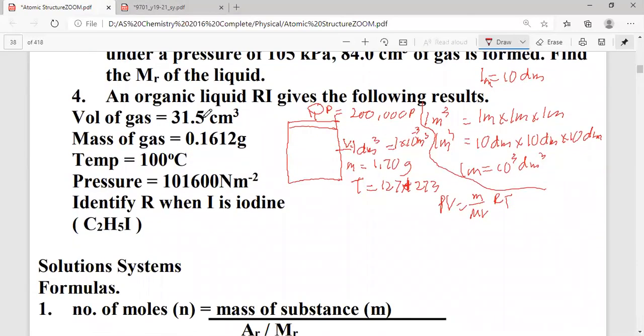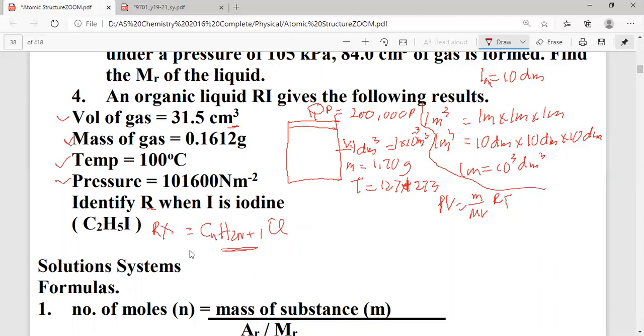And so next one here. An organic liquid RI gives the following. Now all is the same, right? Because the volume is given in cm cube, so change to meter cube. The mass is given. Temperature is given, change to Kelvin. Pressure is given. Identify what R is. Remember, R in organic chemistry, RX is your halogen alkane. So R is normally CnH2n+1, and then your Cl or X. So you have to know R is what is called an alkyl group.